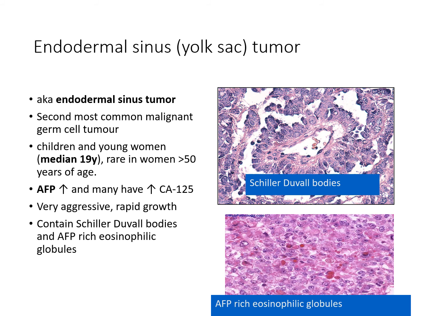It is a very aggressive tumor with rapid growth and usually contains Schiller-Duval bodies, just like in this picture. This is a Schiller-Duval body. And it also contains this eosinophilic pinkish globules rich in alpha-fetoprotein.